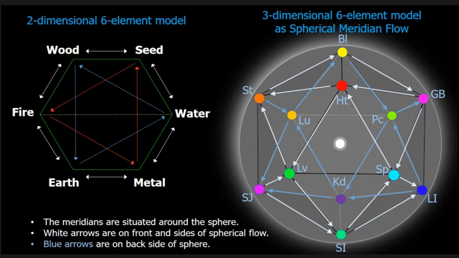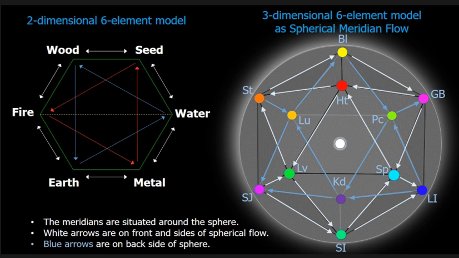So inside this two-dimensional image of the six-element model, you see a red triangle that connects the yang elements, seed, fire, and metal. And then you'll see a blue triangle which connects the yin elements, wood, earth, and water. So these two triangles, a yang triangle and a yin triangle, come together and embrace to form this pattern of life.